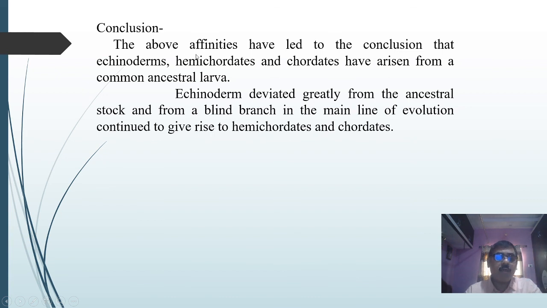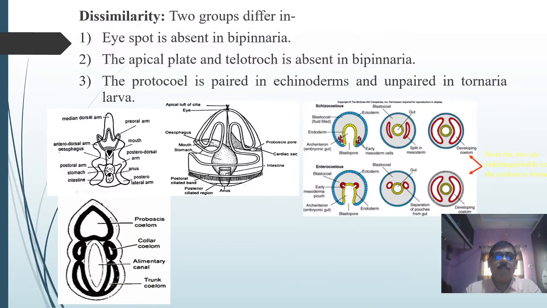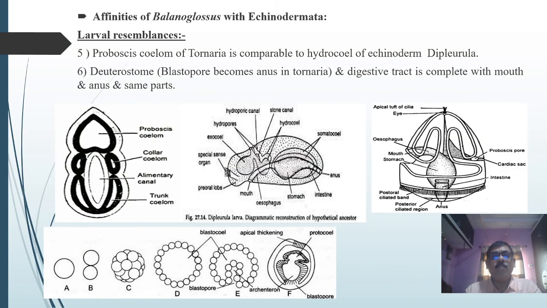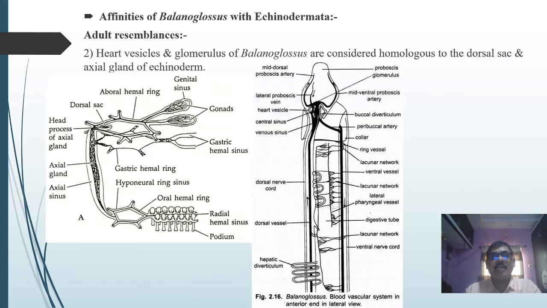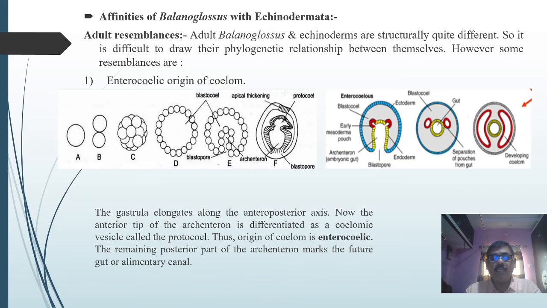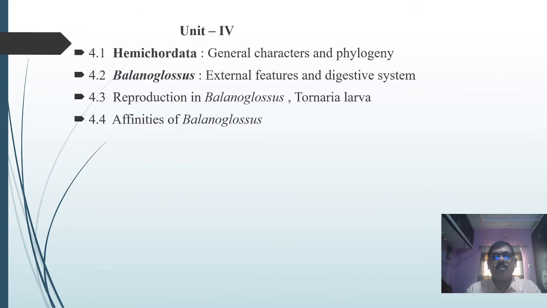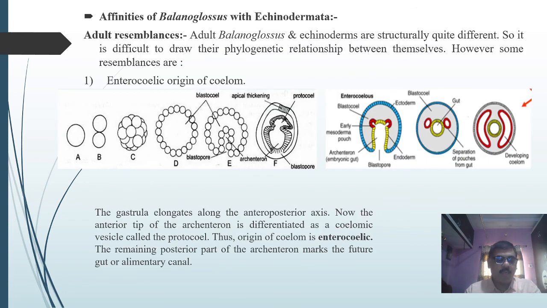So these are the characteristic features of Balanoglossus which resemble the Echinodermata, both larval and adult characteristics. These are the affinities, resemblances, similarities and dissimilarities of Balanoglossus with the phylum Echinodermata: adult resemblance, adult dissimilarities, then larval resemblance and larval dissimilarities. So all these are regarding the affinities of Balanoglossus with the Echinodermata. Thank you.